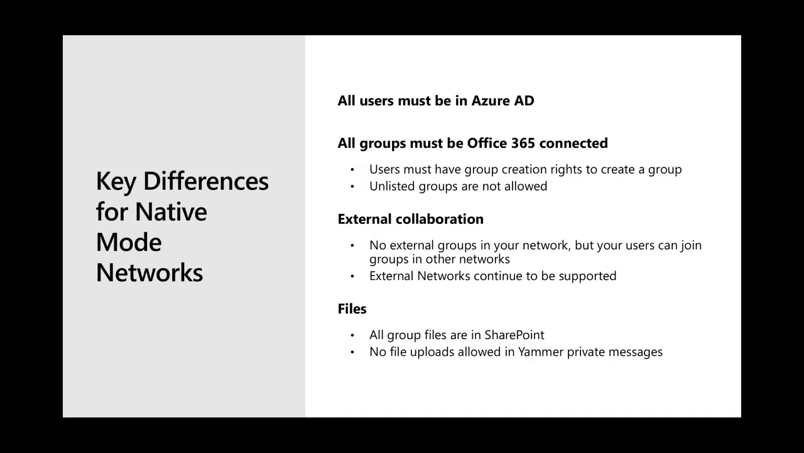Files. So as I mentioned earlier, all files do need to be stored in SharePoint. So today, for any connected group, any newly uploaded file that's put into a connected group will automatically go to SharePoint. However, what we're going to do when you go through the native mode alignment tool is we're going to take all of your existing files that are currently stored in Azure, and we're going to move them over to SharePoint for you. Let's go to the next slide.